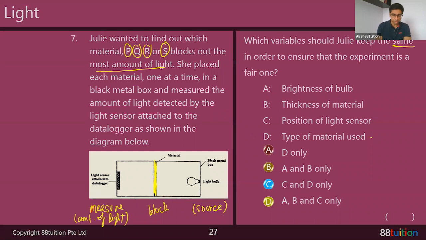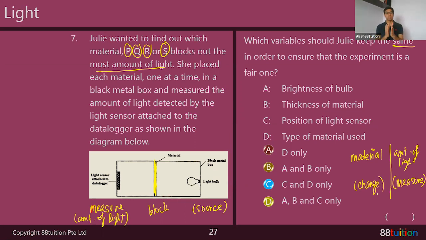Okay. She wanted to find out if the material affects the amount of light, remember. So we measure the amount of light. We change the type of material. Remember earlier we changed the thickness. Now we change the material. That means the thickness must be the same. So this one must change, right? So therefore type of material, the answer D will be correct, because this one you must change. It's not kept constant. The question is here, which one must she keep the same?